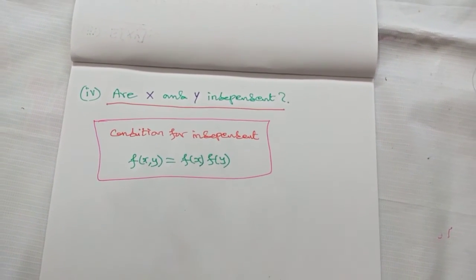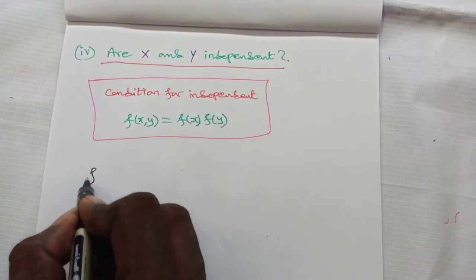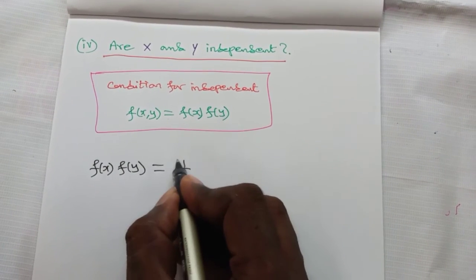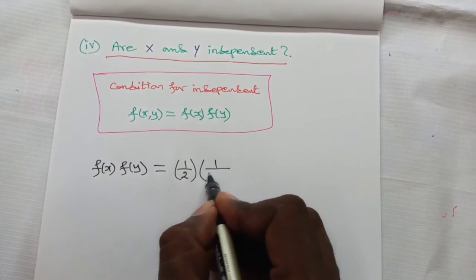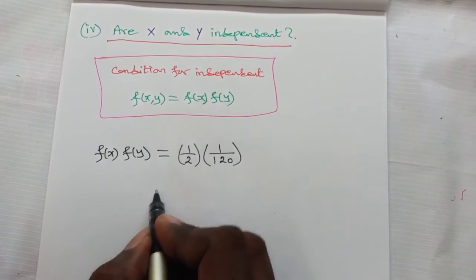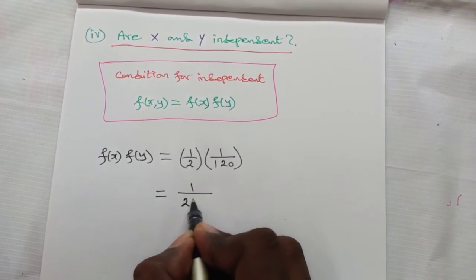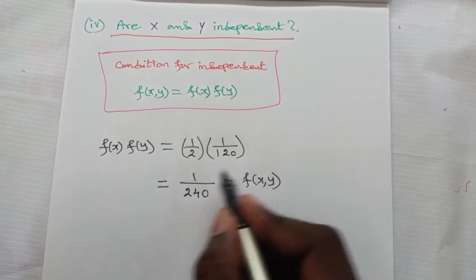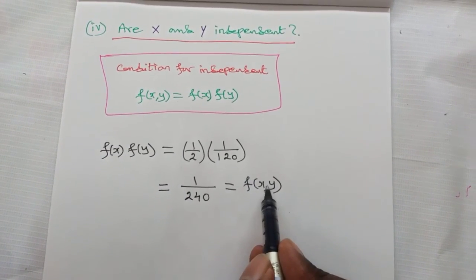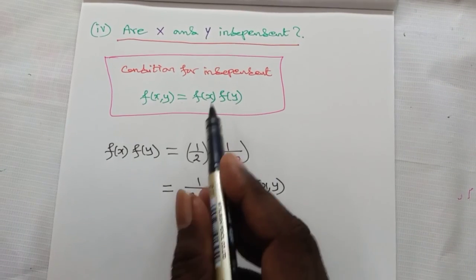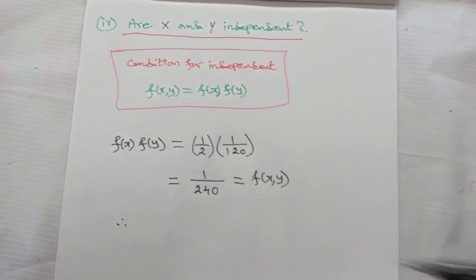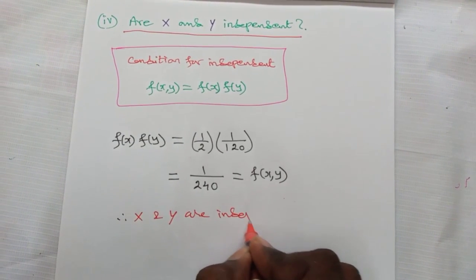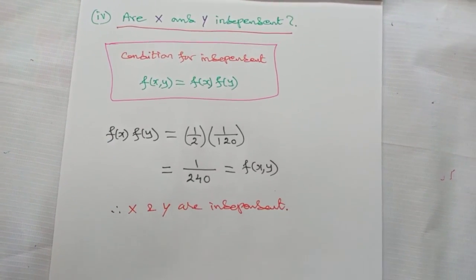Already we found f of x and f of y. We found f of x is 1 by 2 and f of y is 1 by 120. The multiplication of these two is 1 by 240. But this 1 by 240 is also f of x comma y from the given function. So f of x comma y is equal to f of x into f of y. So the condition is satisfied. Therefore, x and y are independent. Okay, so the problem is over.